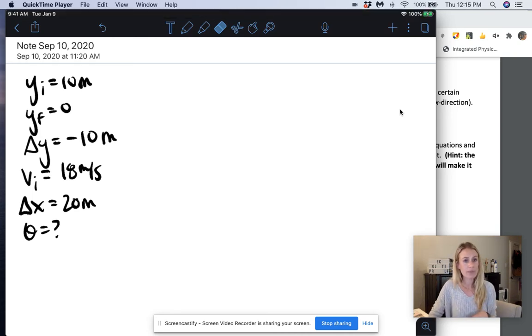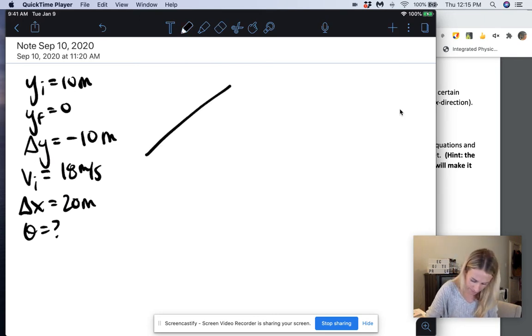So again, I chose 10 meters as the height to set my cannon. You can choose whatever you want. I actually want you to choose something different than what I chose so that you can try this problem by yourself, okay?